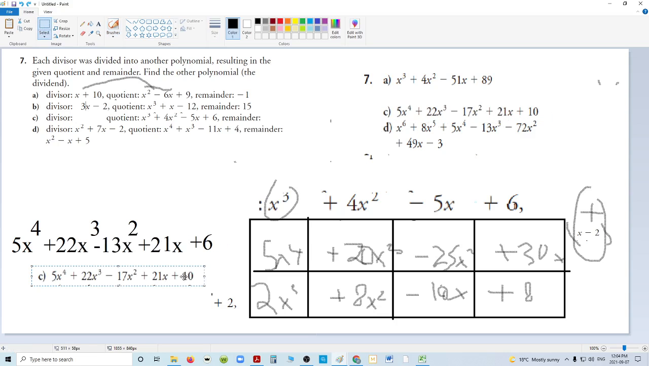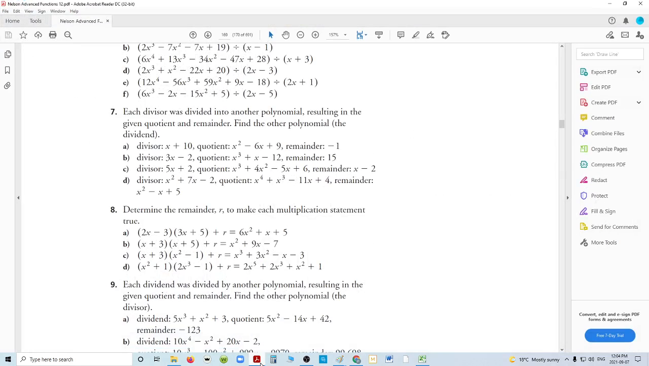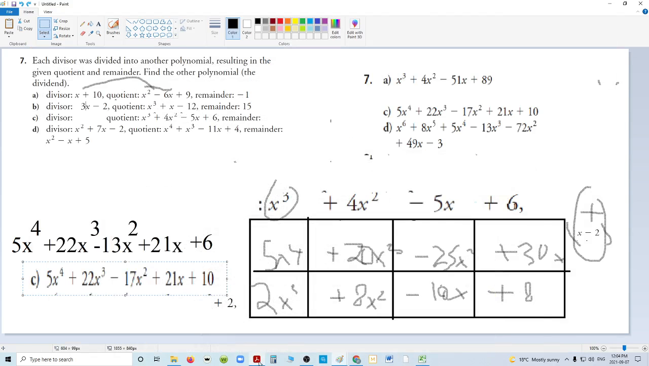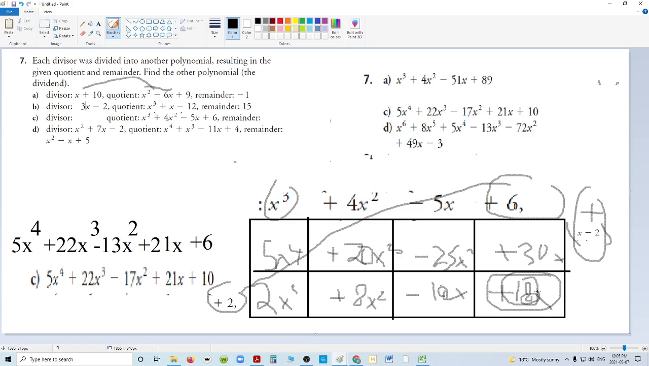Oh, I made a mistake on the numbers. With a remainder of, let me make sure I got x minus 2 as a remainder. X minus 2 it was. So I should be subtracting 2. Oh, here's the problem. Plus 6 times 2 is not plus 8, it's plus 12. So that's an arithmetic error. And then when I subtract 2, I get 10.